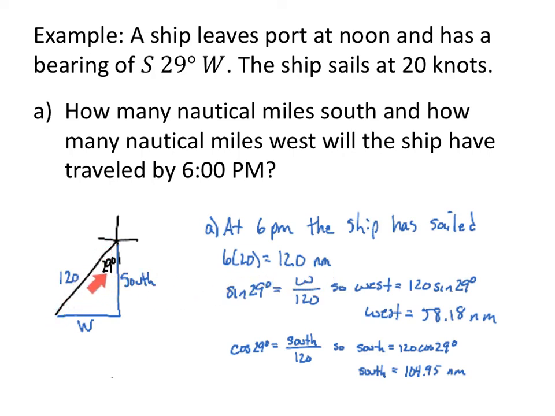So if I want to know west, from the 29, west is opposite, and I have the hypotenuse. So opposite and hypotenuse tell me I'm using sine. The sine of 29 degrees is west over 120. Multiply both sides by 120, and I've gone 58.18 nautical miles to the west. From the 29 degrees, if I want to find south, this is adjacent. I'm given hypotenuse. So the cosine of 29 degrees is adjacent south over hypotenuse 120. Multiply both sides by 120, and I find the south is 104.95 nautical miles. Fantastic. Let's see what the next part is.